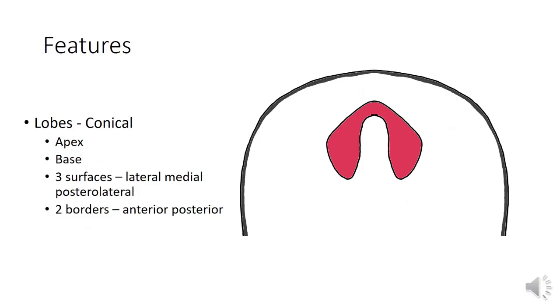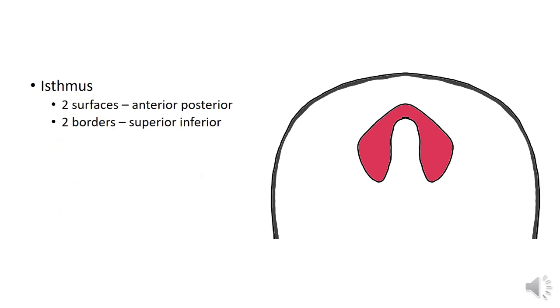As we saw while drawing the diagram, in a cross section, it is evident that each lobe of thyroid gland has three surfaces, lateral, medial and posterolateral, and two borders, anterior and posterior. Anterior border separating lateral and posterolateral surface, posterior border separating medial and posterolateral surface.